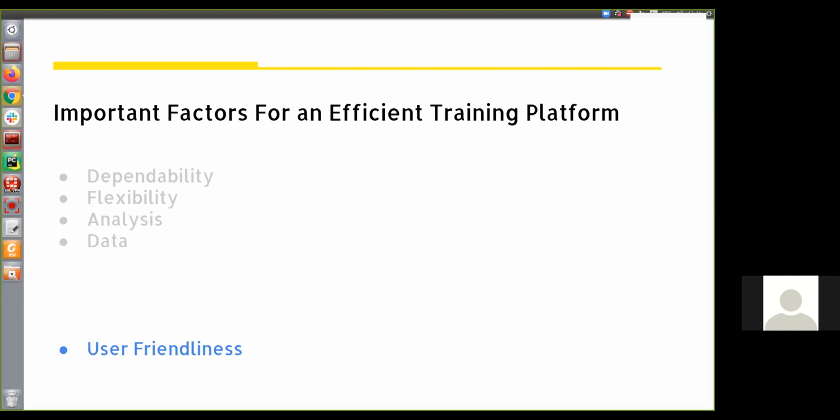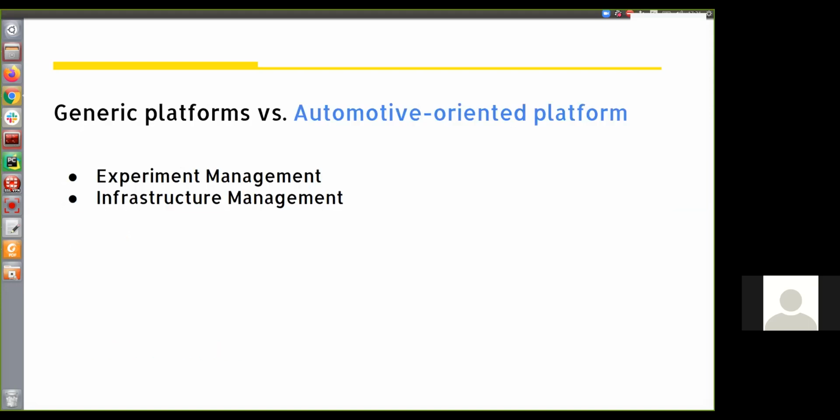Okay, so let's talk about other available products, what they offer and what they lack. There are a lot of available products out there that take care of the training process. Usually they offer experiment management and/or infrastructure management. Experiment management, as I've mentioned, is the process of saving the configurations of each experiment, sorting, filtering them, and managing their states, right? Starting them, stopping them, resuming them, all those fun stuff.